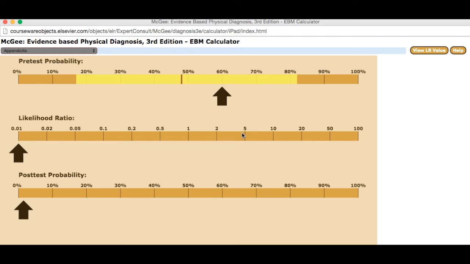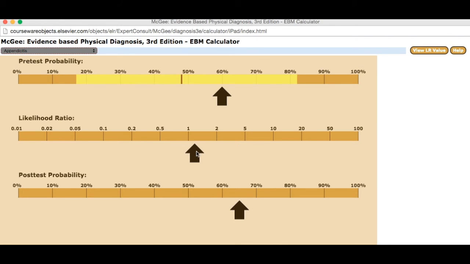Now I want to say a word about Rovsing's sign. Remember, the negative likelihood ratio for Rovsing's sign was about 0.8, so let's dial that up. Let's say we get a negative Rovsing's sign on exam. Notice that the post-test probability is about 5% less than our pre-test probability. It hardly budges at all, meaning that a negative Rovsing's sign doesn't really mean much.